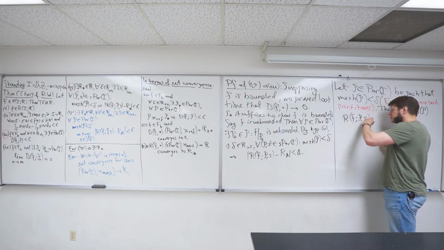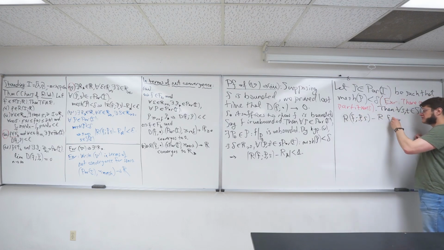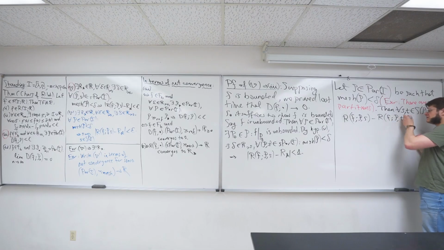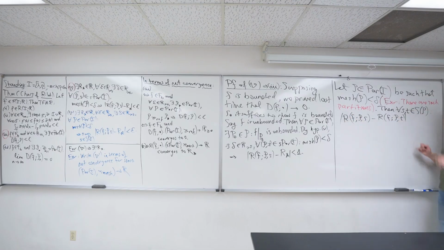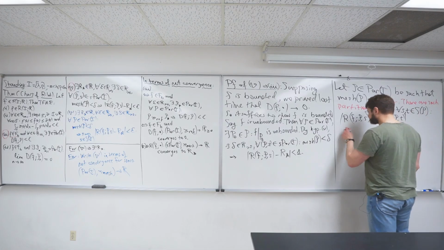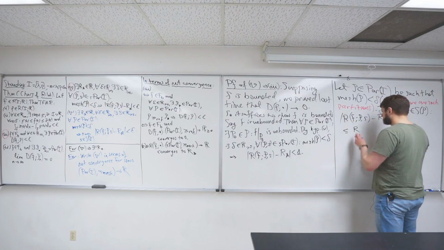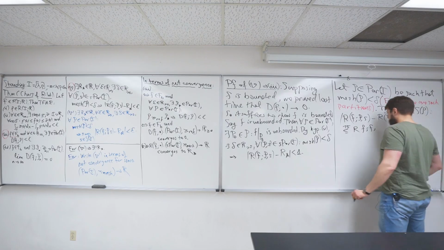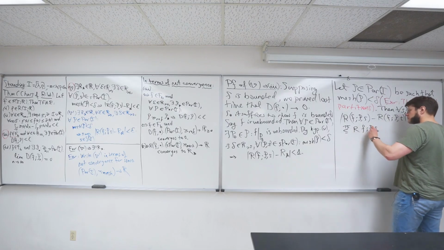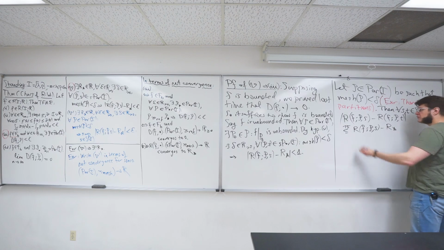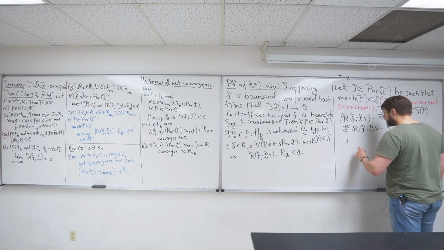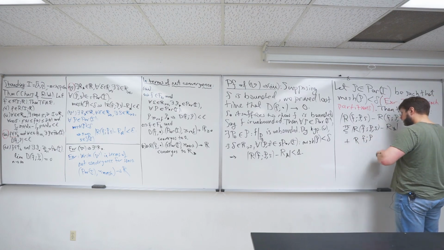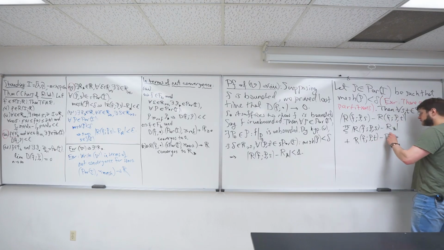As usual, our main weapon is the triangular inequality. So I'm going to compare the distance between two Riemann sums. Same partition, different sampling functions. If I inject R star into this, this minus R star in absolute value plus R of F comma P comma T minus R star again.